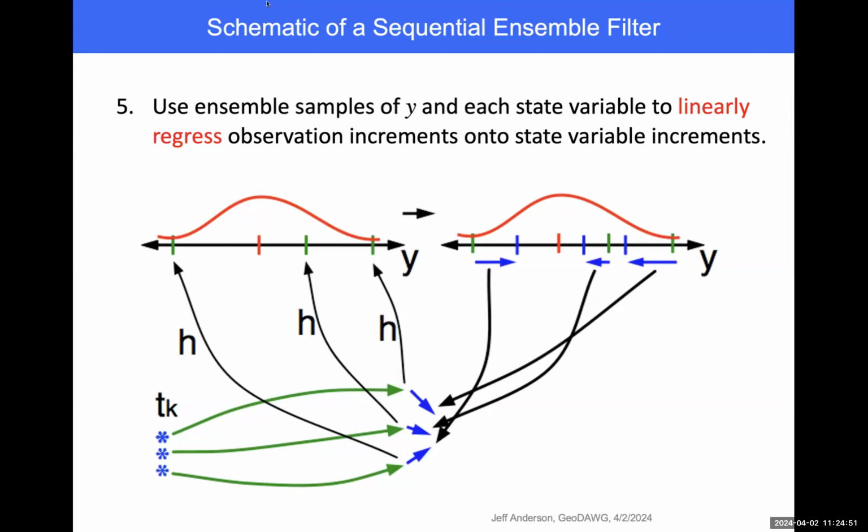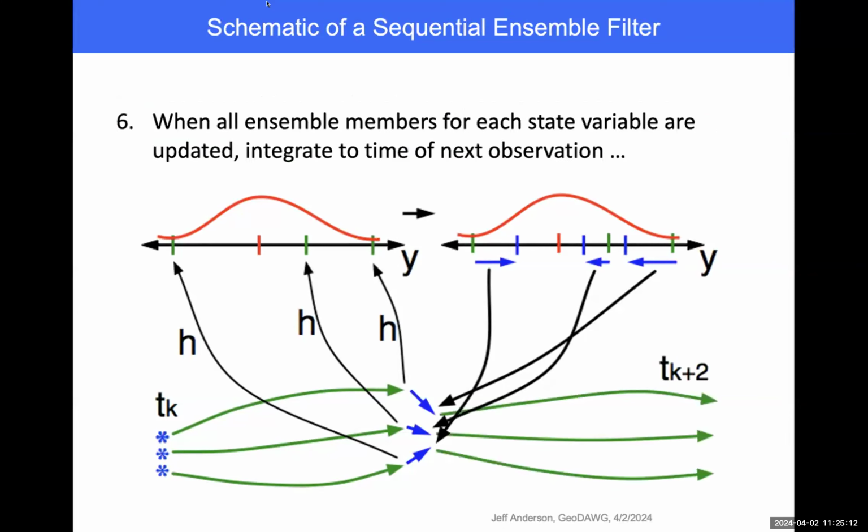So now I've finished updating my model state from this first observation. I can take the second observation available at this time and do exactly the same thing: compute the forward operator, compute the increments for the scalar problem, regress those increments on all of the state variables. And I can continue to do that until I've assimilated all the observations available at this time. And once that's done, I have a new analysis. I can integrate that analysis ensemble to the next time, t sub k plus 2, at which I have observations and do the whole thing over again.